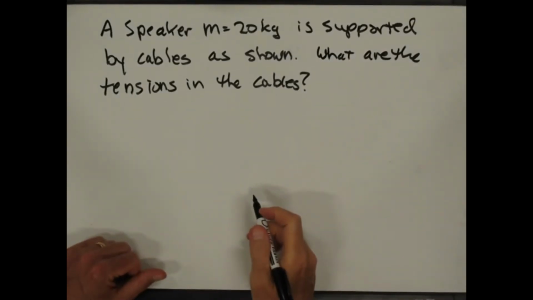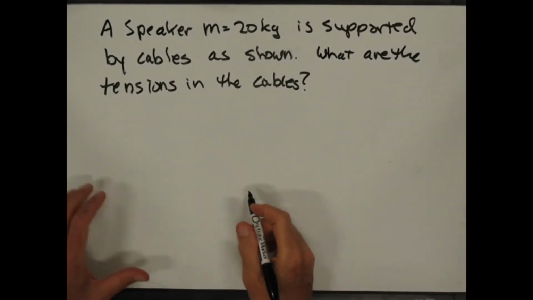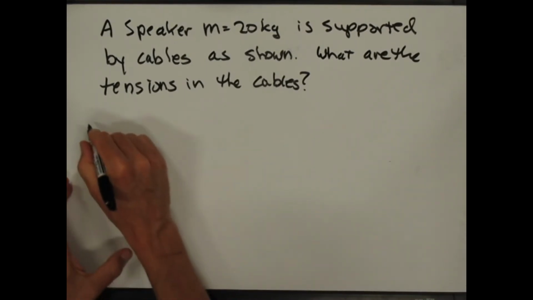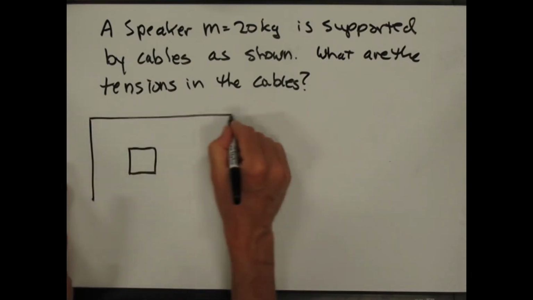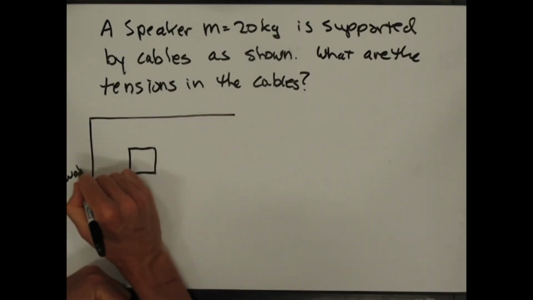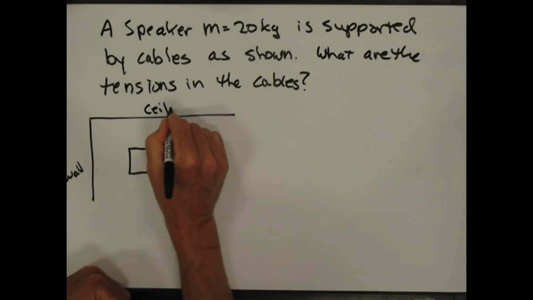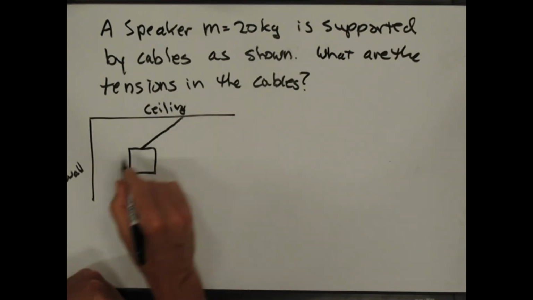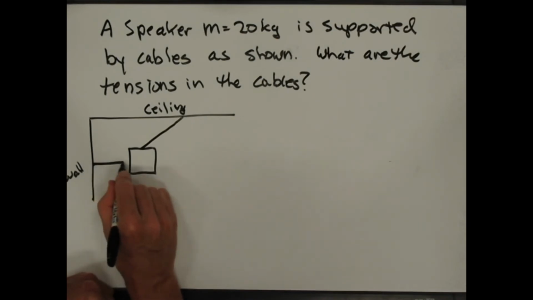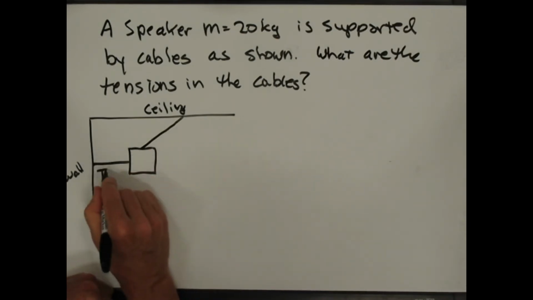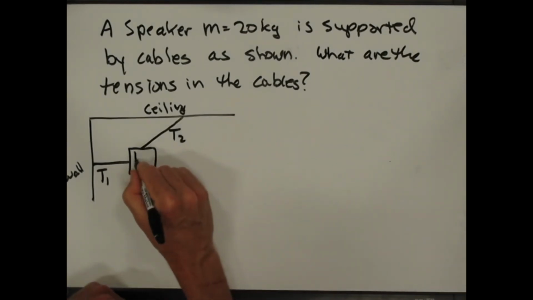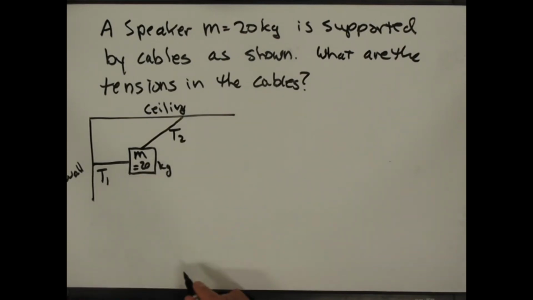So a speaker of mass 20 kilograms is supported by cables as shown, and I'm going to show you here how it's supported. Here's my cable. This is a wall, and that's a ceiling, so wall, ceiling. I'm going to have a cable going this way and a cable going horizontally this way. We'll call this T1 and this T2. And this is m equals 20 kilograms.